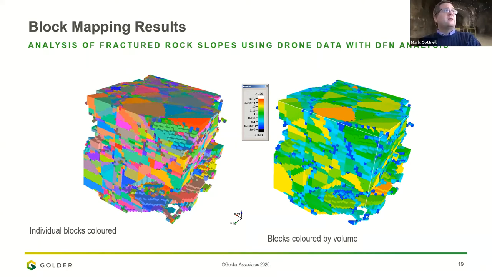So we can use the DFN approach, we can use all of those fracture sets and very quickly construct individual blocks where we can interrogate them for the key attributes.